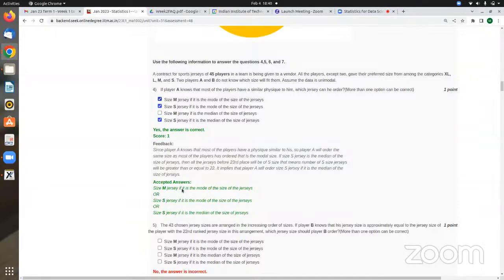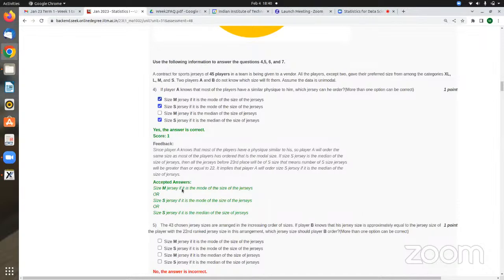Oh, one minute, let me think about it once. So all the 4 options can be right, because everything is based on assumption. No, the fourth option, right? When I say it is the median, then this definitely will be the mode, right? There is no second thought to it. If I'm saying it is the median, I agreed, sir.